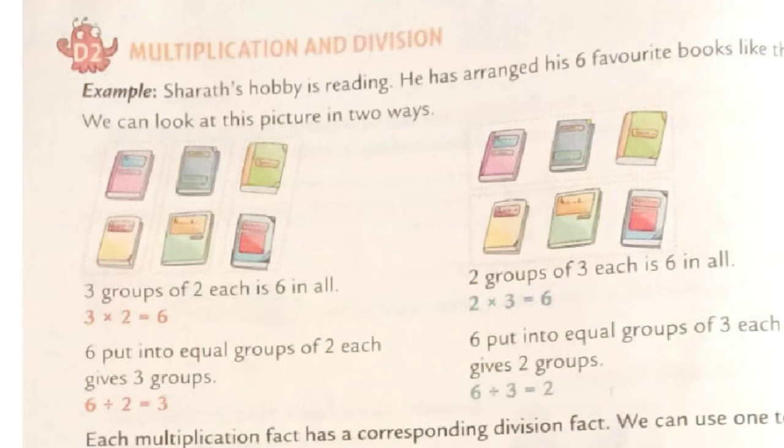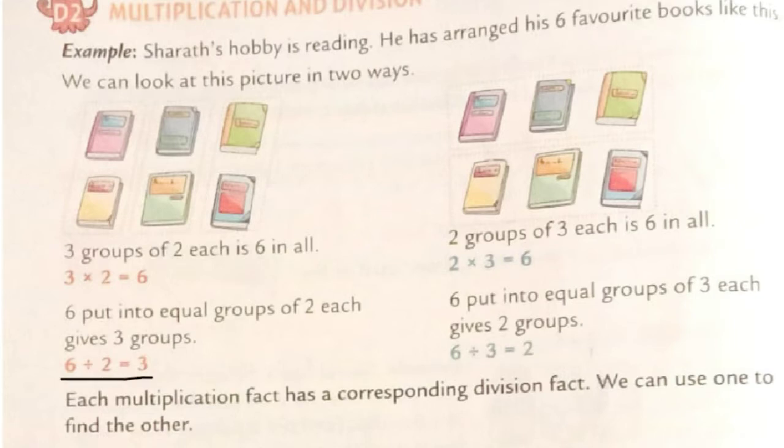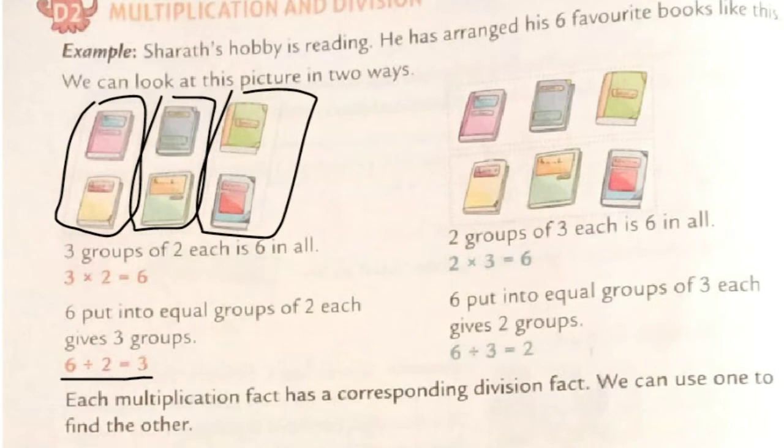The same arrangement can be read out in a different way. So here this will frame a division sentence. What will it be? That is 6 divided by 2 equals to 3, as you can see it is written here. So what do we find here? We found that for the same arrangement we can have one multiplication sentence and one division sentence. Division is actually opposite of multiplication.